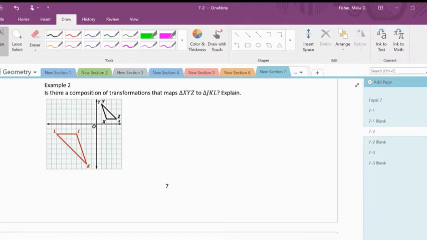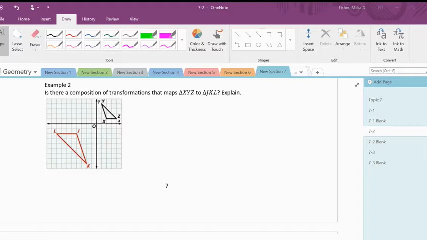Geometry 7-2, Example 2. Is there a composition of transformations that maps XYZ to triangle JKL? So we're starting at the small one and we're mapping to the big one. We're going to have to rotate and enlarge in order to make this work. So let's start by rotating.